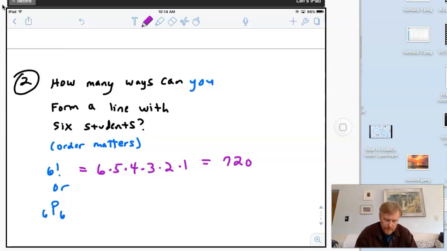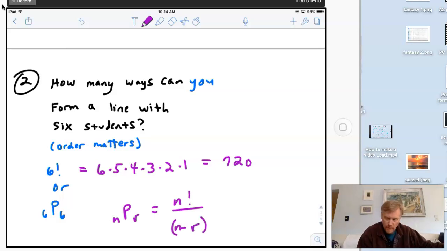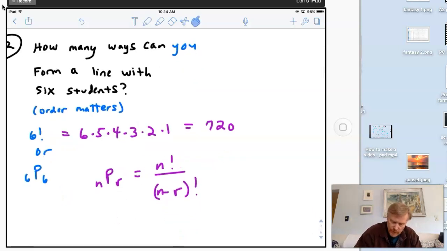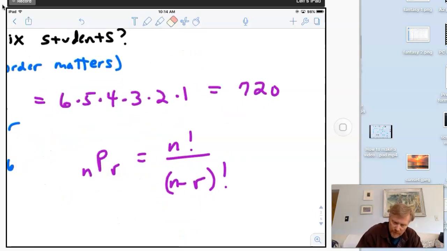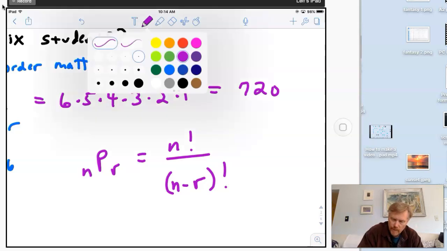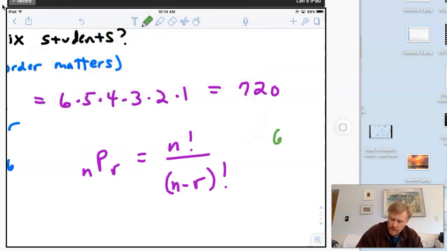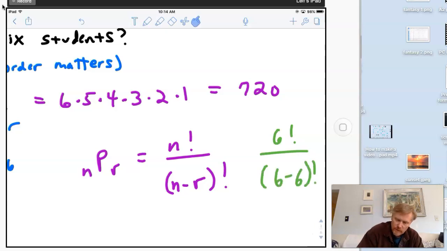Now, if I did the formula, remember that the permutations formula is nPr equals n factorial over n minus r factorial. So if I was doing it this way, and both of the numbers are 6, which makes it pretty easy, I get 6 factorial over 6 minus 6 factorial.